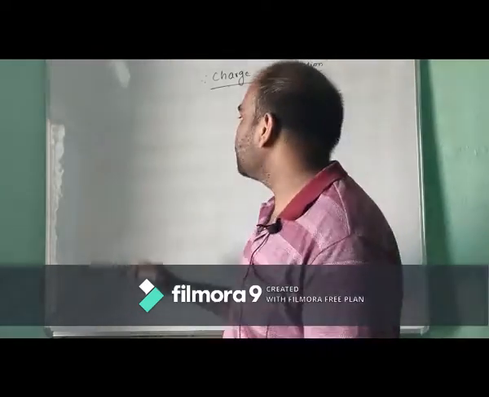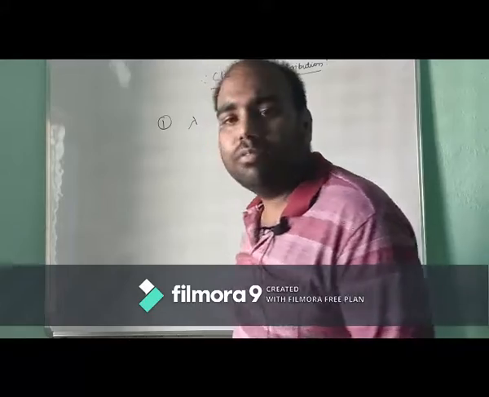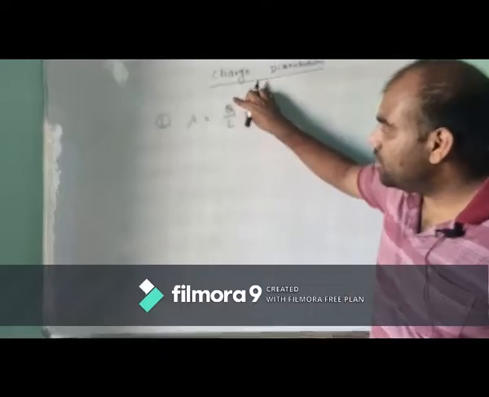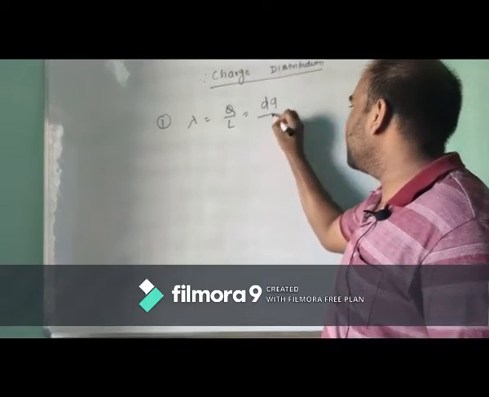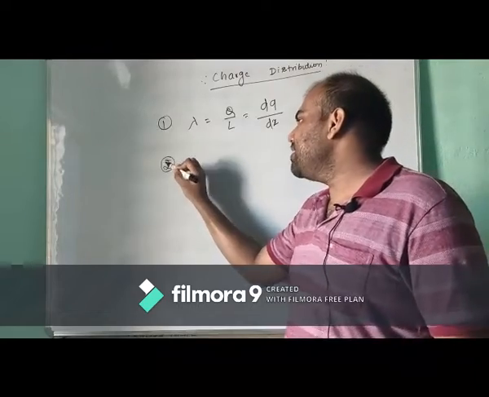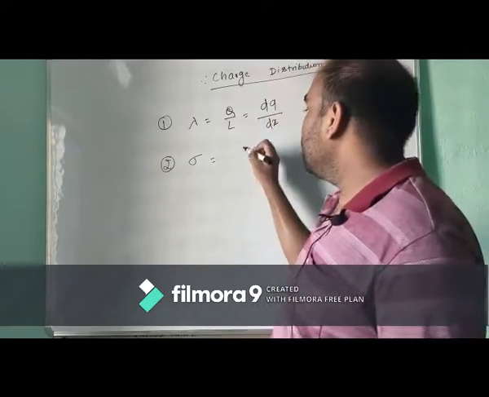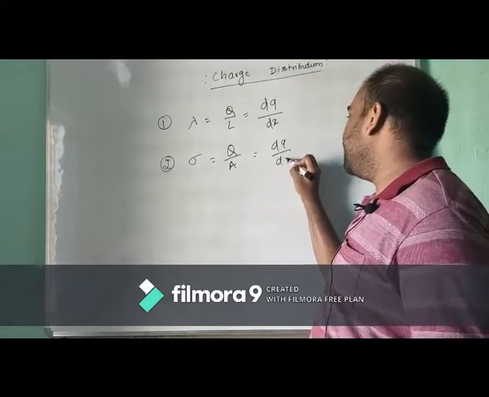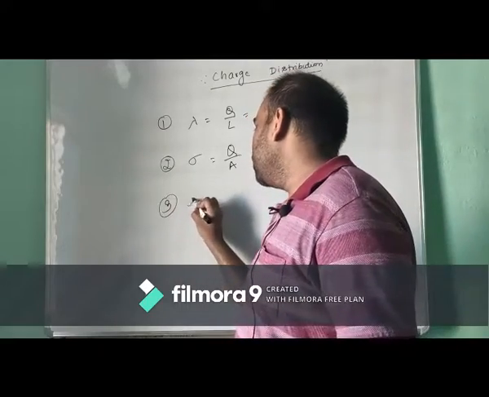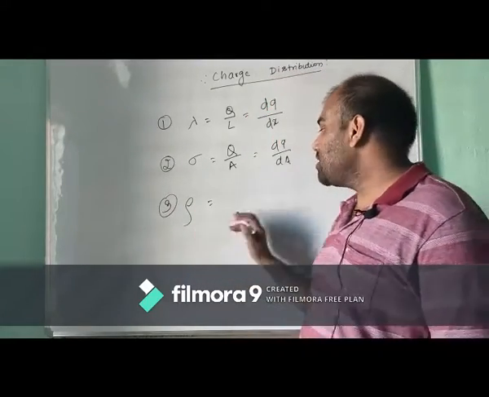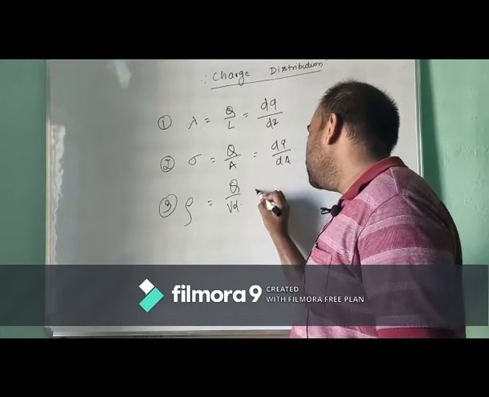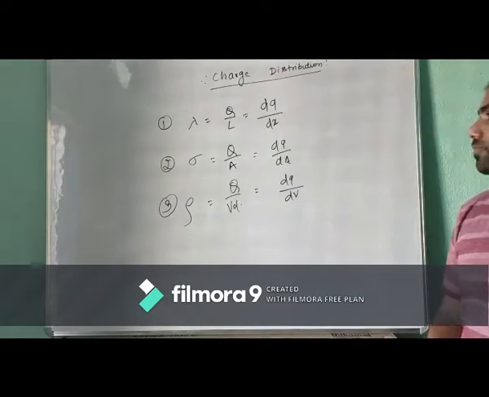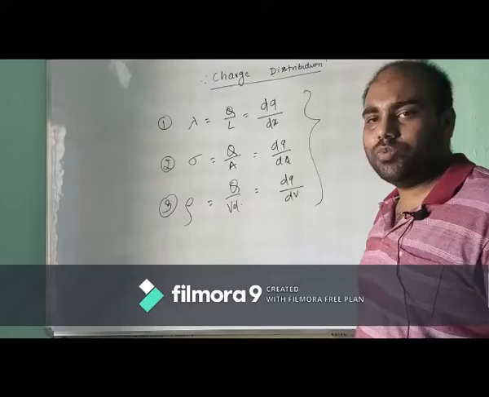Let me summarize this. First we defined lambda, that is the linear charge density. It is Q divided by L if the charge distribution is uniform. If it is non-uniform, then it is dQ divided by dx. Second, we defined sigma, the charge per unit area, or dQ divided by dA. And third, we defined rho, the volumetric charge density, which is Q divided by volume, or dQ divided by dV. So these are the three types of charge distribution which we know.